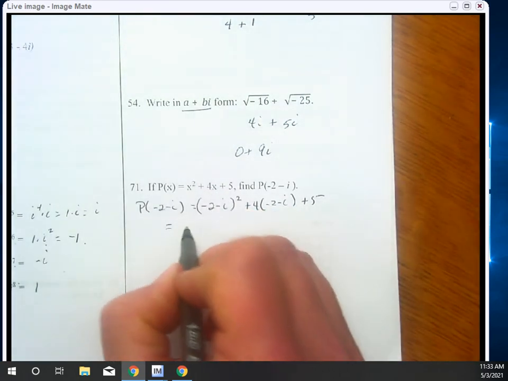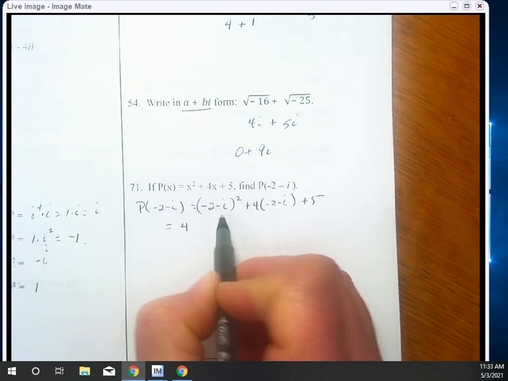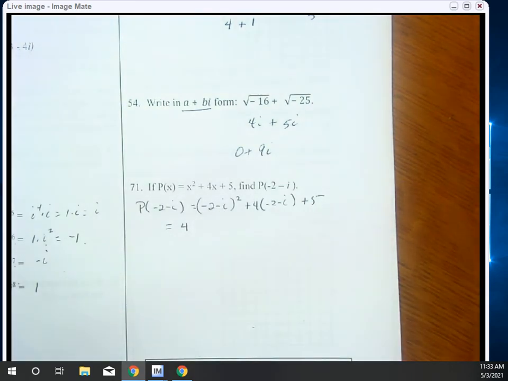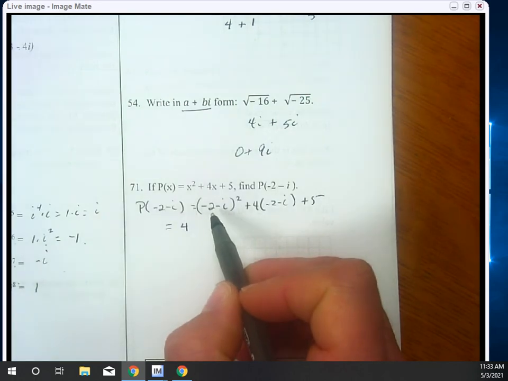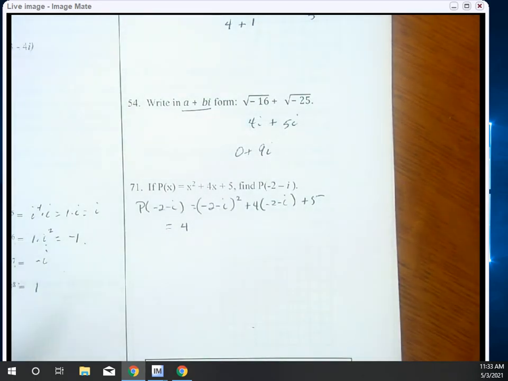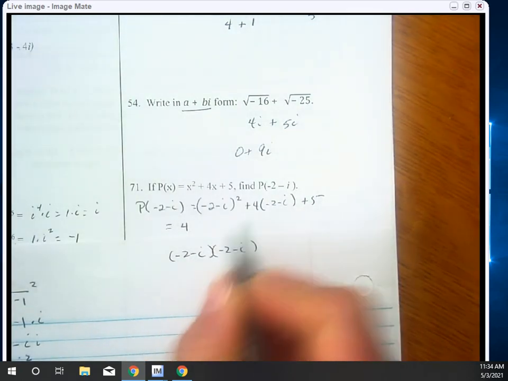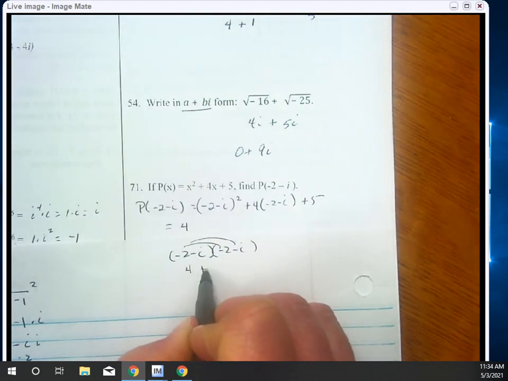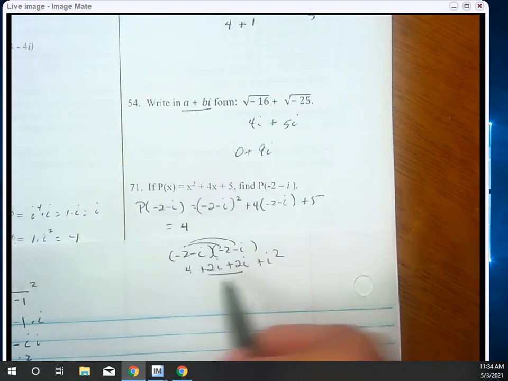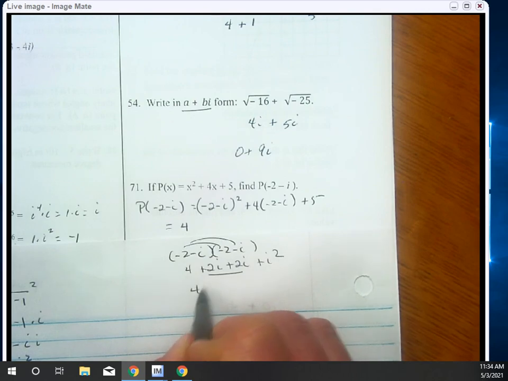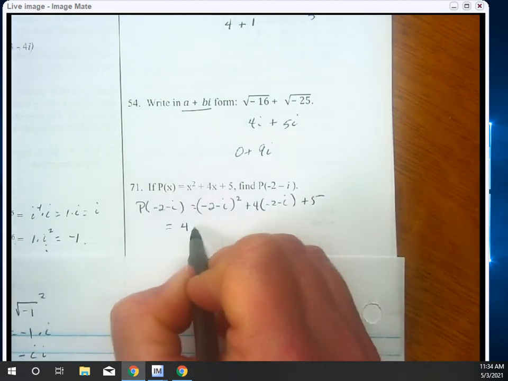-2 times -2. This one has an outer and an inner. So if you multiply those two together and double it, what do you get? Can we enter i into the calculator? I don't want you to. Plus 2i plus 2i plus i squared. If you multiply the two together and double it, you get your 4i. What is i squared? -1.